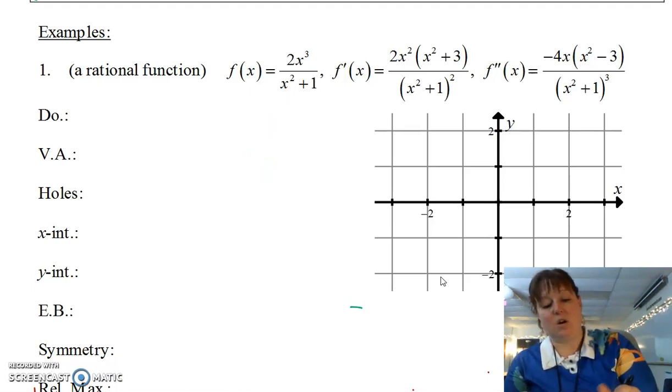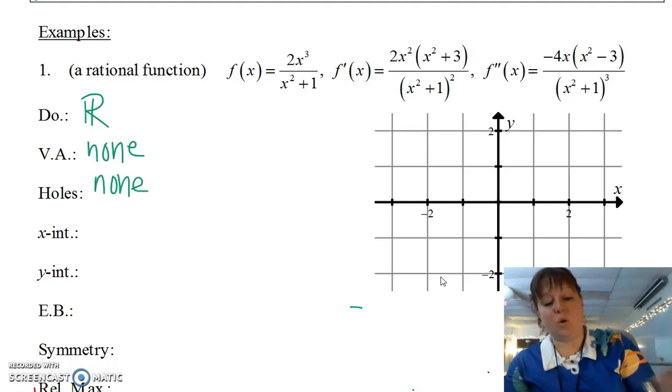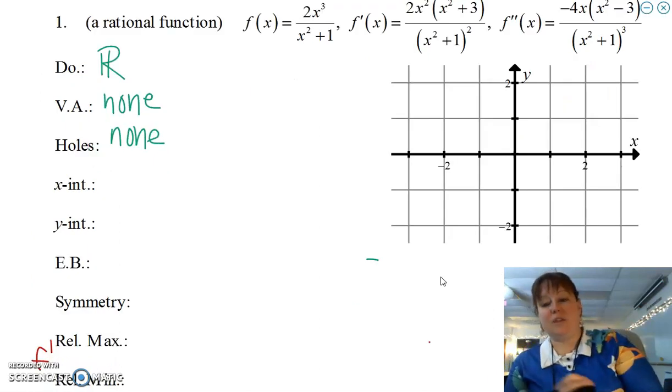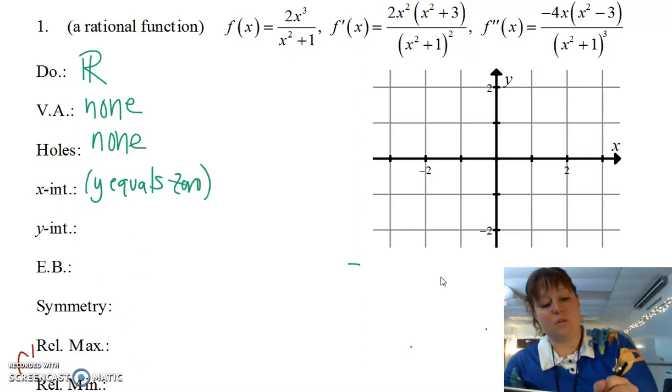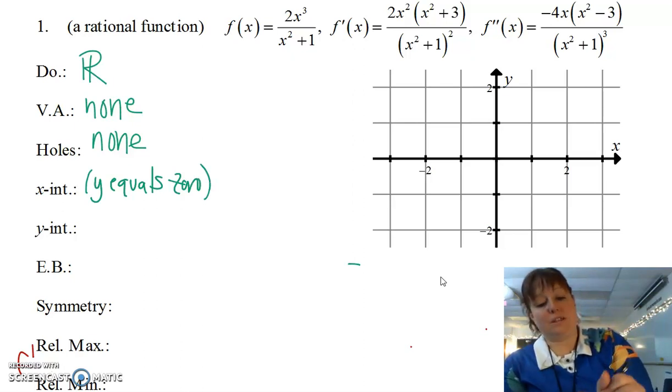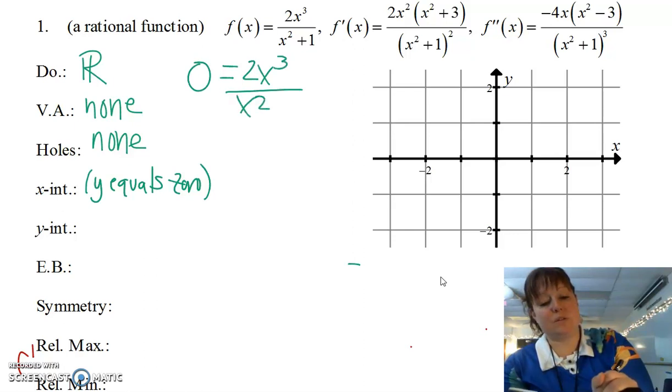is all real numbers. So then it doesn't have any vertical asymptotes or any holes because those are both domain restrictions. So you'd only have those if you have domain restrictions. Now we got to look for the x-intercept. Remember, the x-intercept is where y equals 0. So where does y equal 0? Well, we can just set this equal to 0. 0 equals 2x cubed over x squared plus 1.